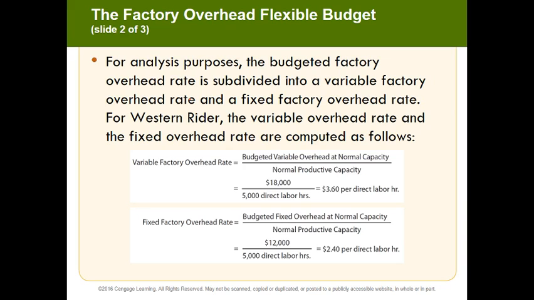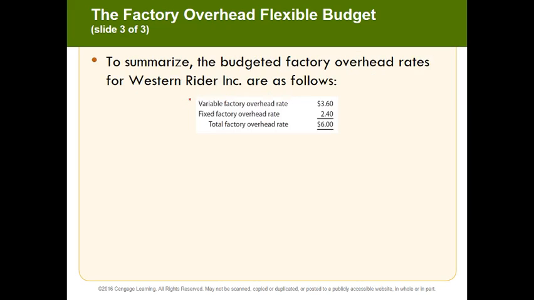For the fixed factory overhead, we take that budgeted fixed overhead at normal capacity and divide it by the normal productive capacity, and we get $2.40 per direct labor hour. So in summary, the budgeted factory overhead rate is actually a total of $6 an hour. It just breaks down into those two different components, variable and fixed.